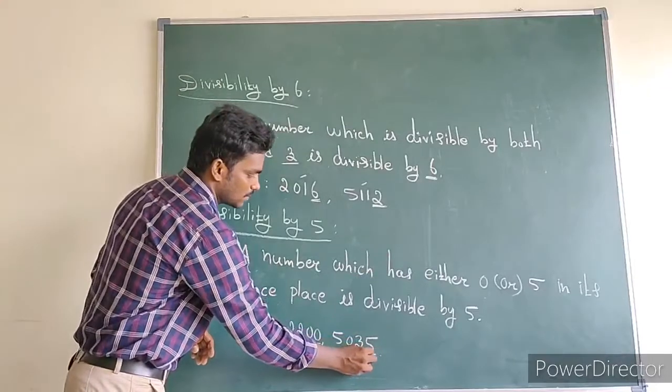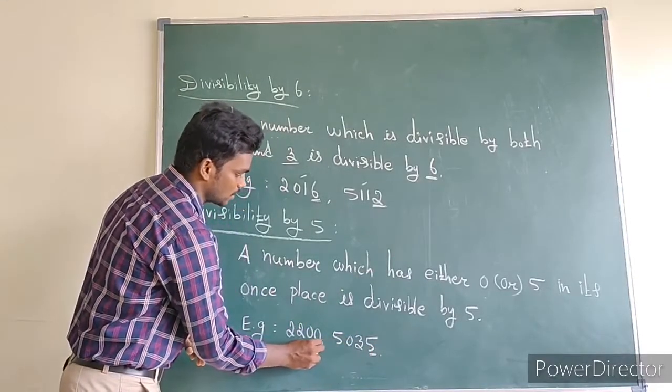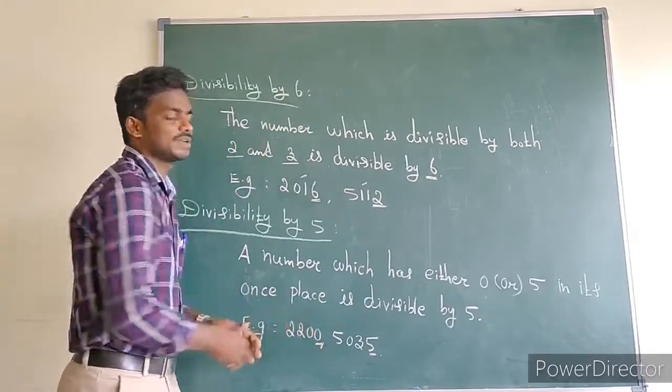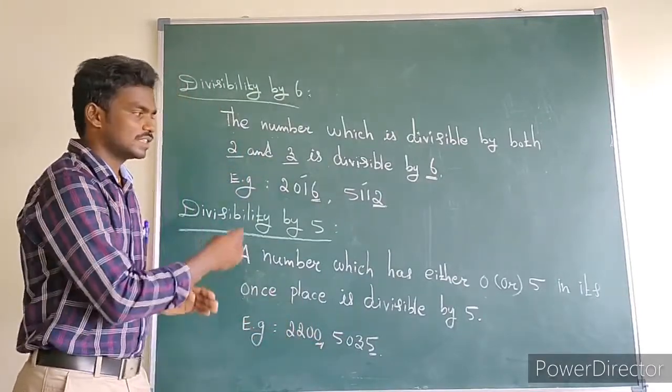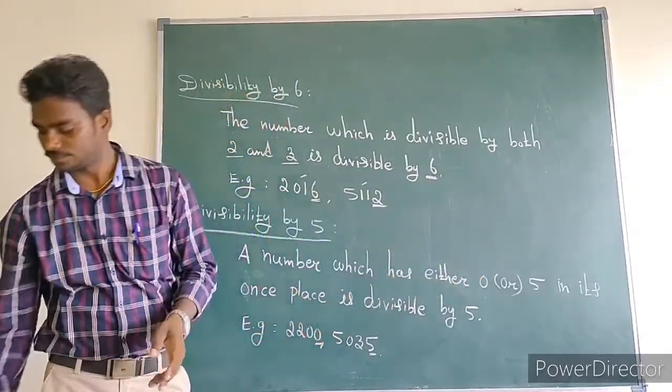The first number's ones place contains 5. The next number, 2200, has 0 in the ones place. So these two numbers are divisible by 5. A number is divisible by 5 when the last digit is 0 or 5.